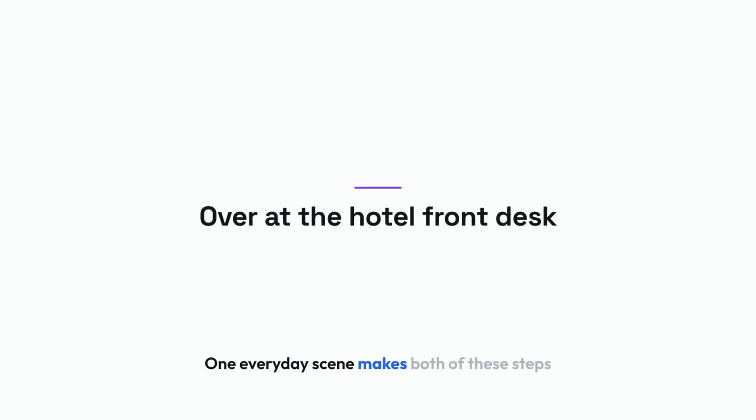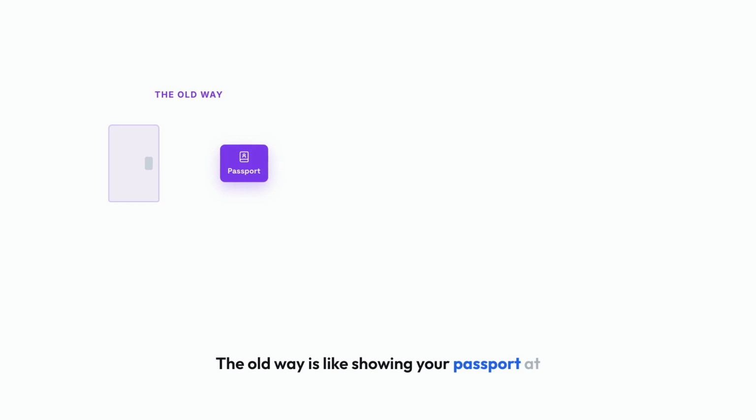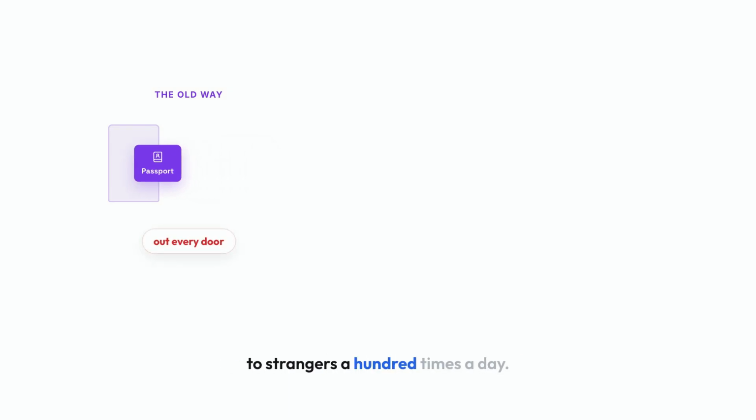One everyday scene makes both of these steps click at once. It all happens at a hotel front desk. This whole thing clicks if you picture a hotel keycard. The old way is like showing your passport at every door. Your room, the gym, the lounge. At each door, you pull out your passport again. It works, but you end up showing your passport to strangers 100 times a day.